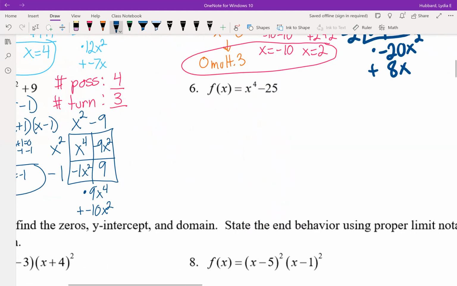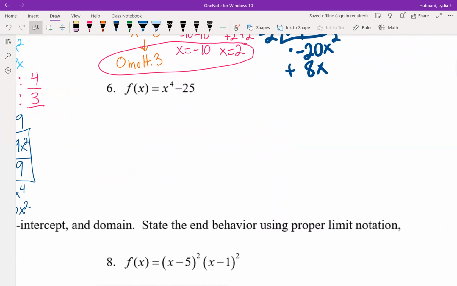Okay, moving on to number 6. So again, number of possibles is determined by that degree. That degree is 4. Okay, and then for the number of turning points, we just take that and we subtract 1. So that's going to be 3. Okay, so now we want to factor.